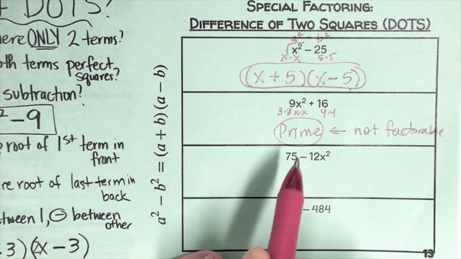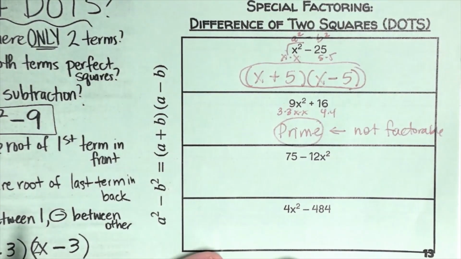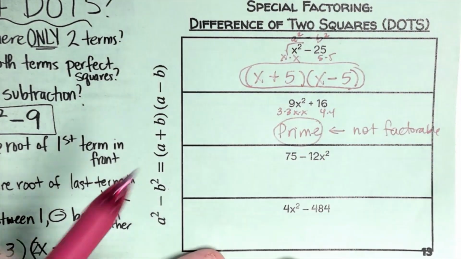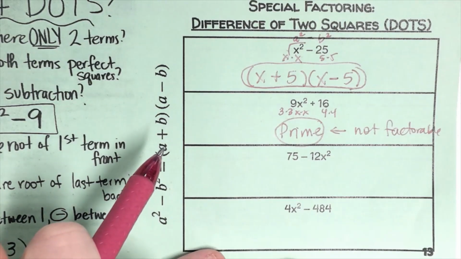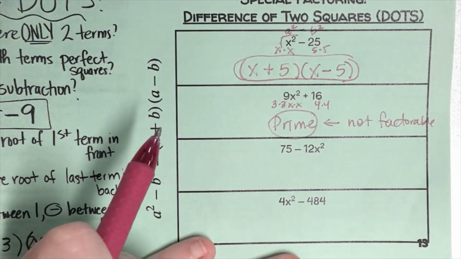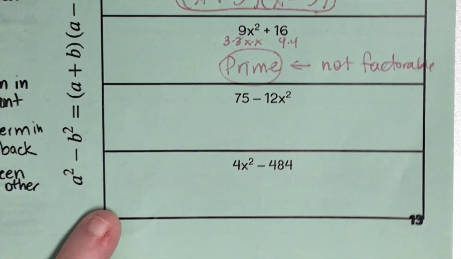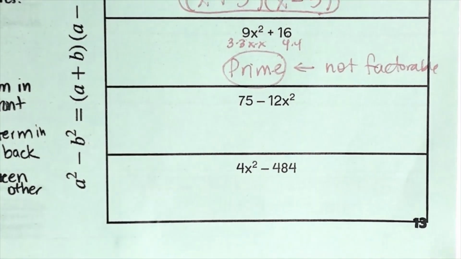This doesn't look like a difference of two squares to me, because 75 is not a perfect square, and neither is 12. But it is two terms, and they are separated by a subtraction sign. So my math senses are tingling. What is the first step always of factoring? The first step of factoring is to find a greatest common factor.